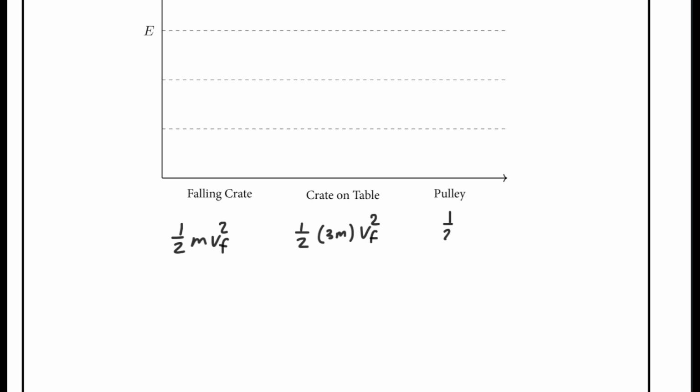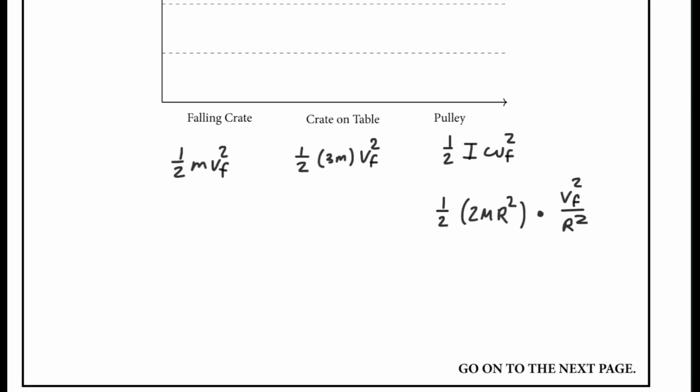And then the pulley, well, its relevant energy expression is 1/2 times I times omega squared. So I can't really compare with that right now, but luckily I was given that the rotational inertia of the pulley is 2 mr squared. And then due to the no-slip condition, I can say that omega is just v divided by r. So now we actually get a more usable expression of 1/2 times 2m times vf squared. And now I can directly compare these.